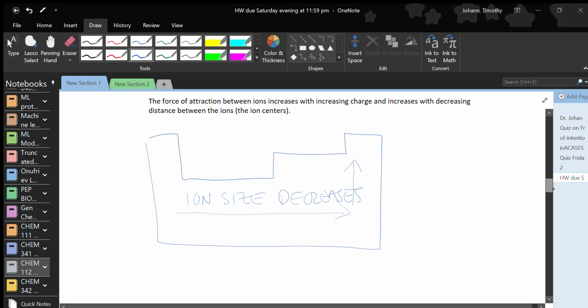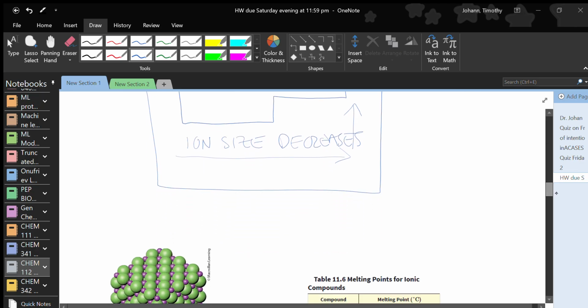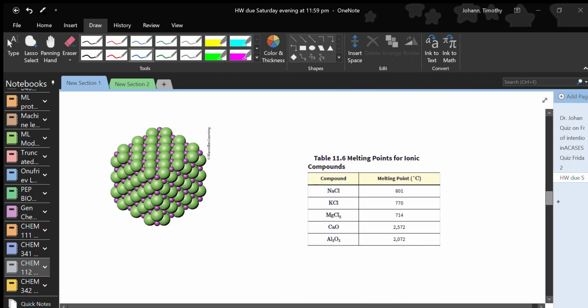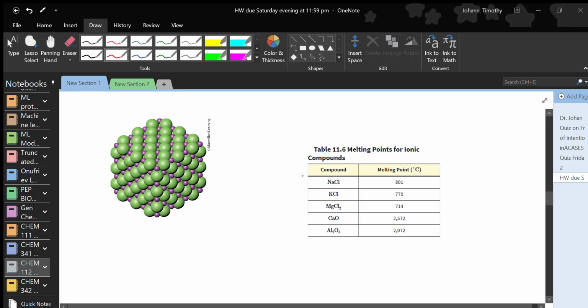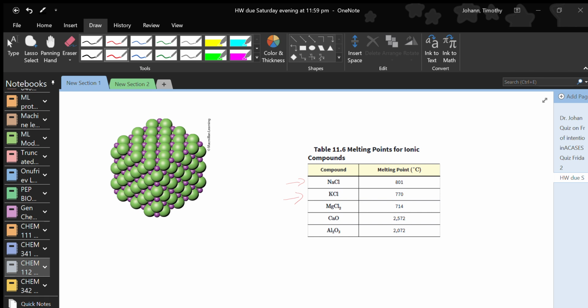Okay, questions? All right, so let's now look at this table right here. Everybody take a minute and think about why, if I look at these two right here, the melting point of sodium chloride is higher, meaning it takes more energy to pull them apart, than the melting point for potassium chloride. Take a minute, look at that, and then I'll ask somebody to give me an explanation.